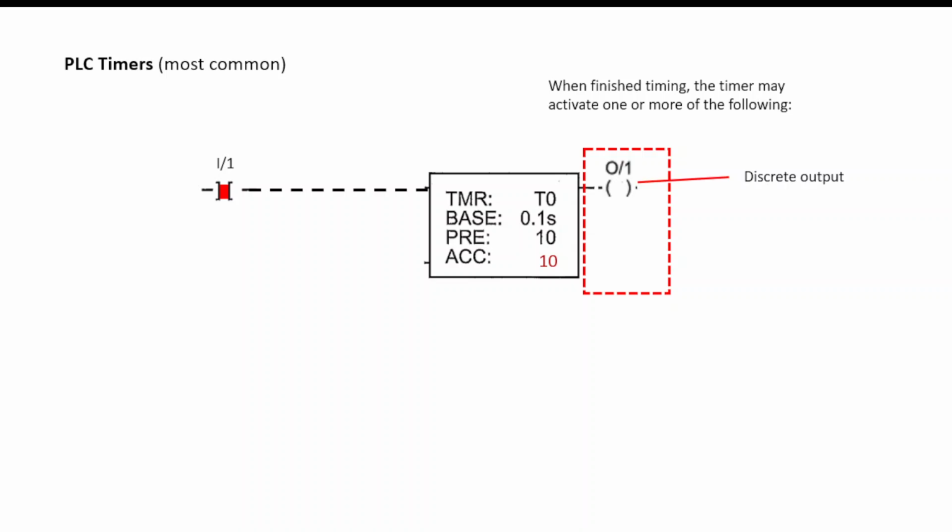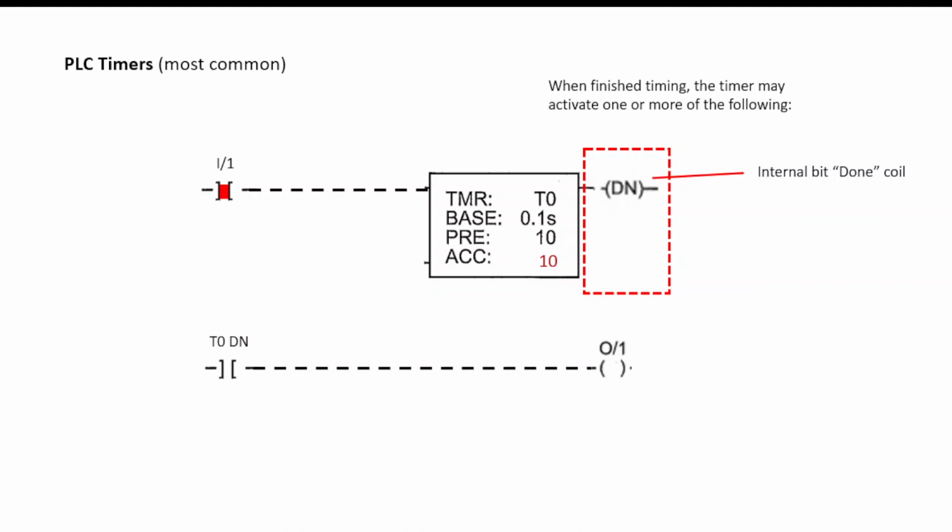So on some brands of equipment, you will have simply an output, and the output will go on. On others, you'll have something called a done coil. The done coil will go on, and it's used as an internal bit, as sort of an internal relay. So when that goes on, the internal bit goes true down here, that's on another line, and that controls the output.